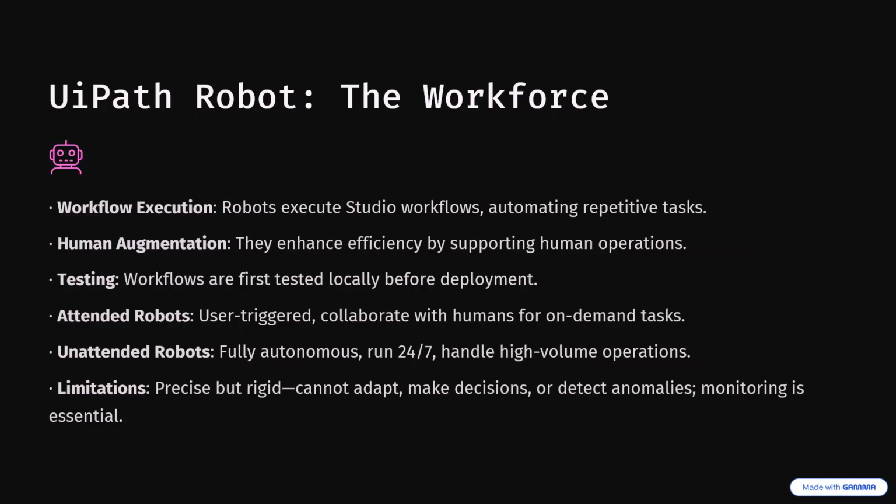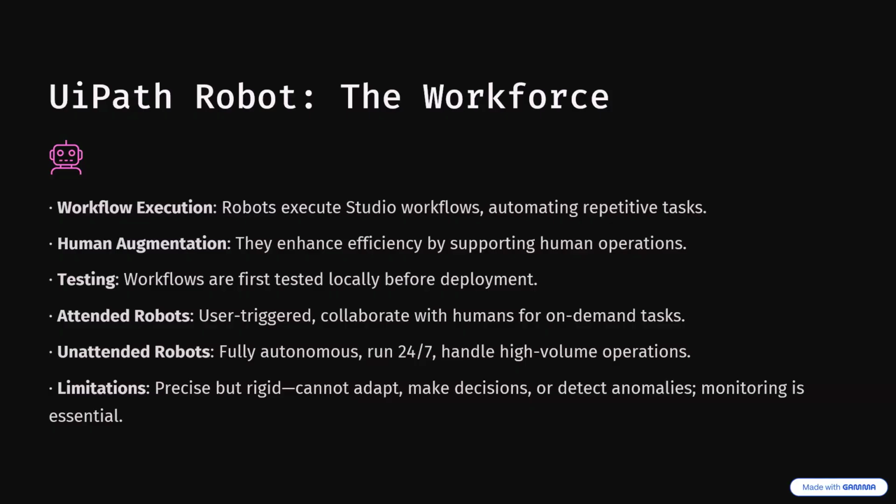Once a workflow is ready in UiPath Studio, the next step is execution, which is handled by UiPath robots. But before robots take over, we usually test the workflow locally in Studio to ensure it works as expected. After successful testing, the workflow is published as a package, either locally or to Orchestrator, making it ready for the appropriate type of robot to execute.